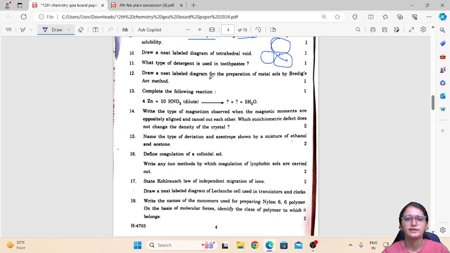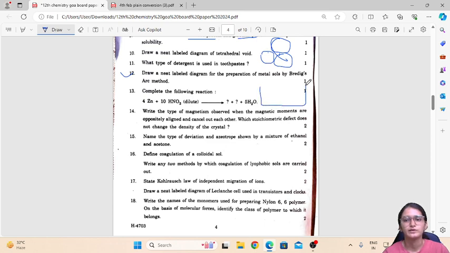Next is, draw a neat diagram for the preparation of metal salts by Bredig's arc method. Now this is a frequently asked question which is asked in most of the papers. Bredig's arc method is one of the methods used to prepare colloids. So preparation of metallic colloids is done by this method, for example gold, silver. In your surface chemistry chapter you will find the proper diagram.